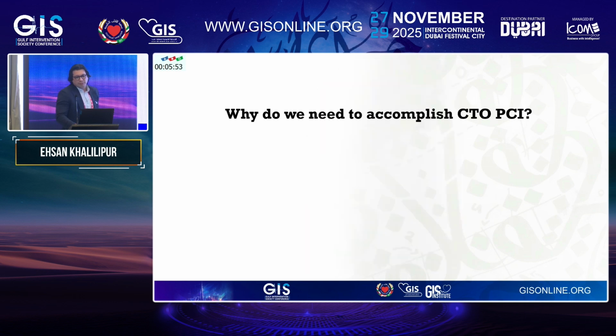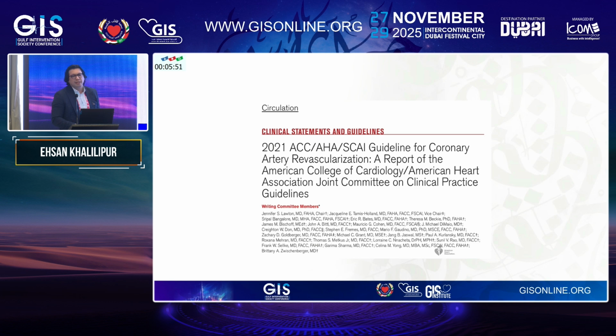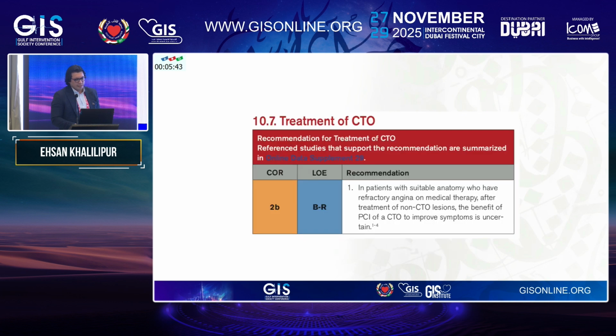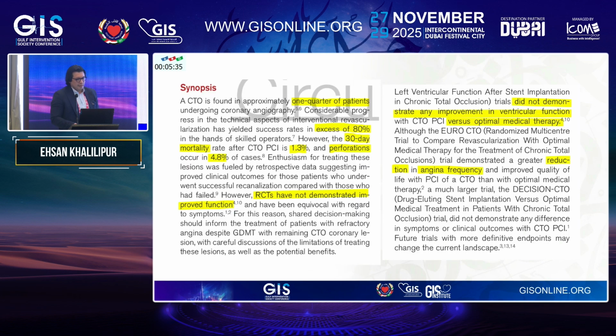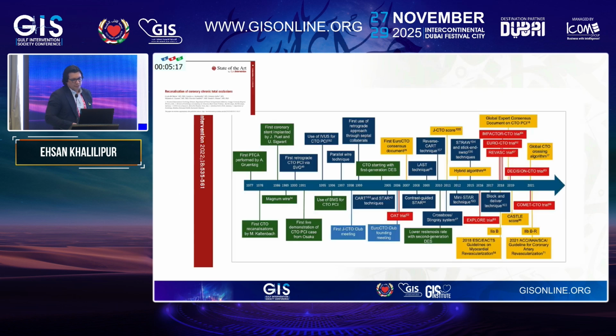Why do we need to accomplish CTO PCI? Still, after many trials, we don't have a survival benefit from performing CTO PCI. And when there is a symptom-resistant patient, that's a 2B indication. And why is that? Because we have many complications performing CTO PCI. Perforation, and mortality is also higher in CTO. And when you perform retrograde, the complications actually double to three times higher in retrograde CTO.